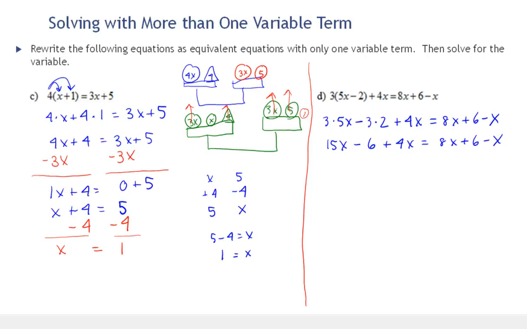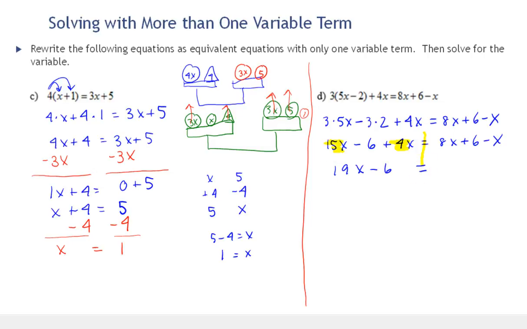So now that we've distributed, we can combine like terms. And remember, when we think of combining, we're thinking of the expression either on the left or the right. So focusing on the left, notice we have a 15x and a 4x that we can combine. So I'm going to do that first. 15 plus 4 is 19, so this is 19x minus 6.